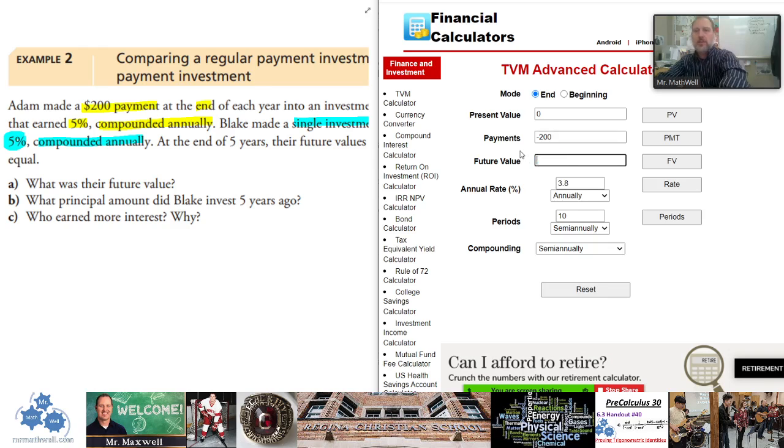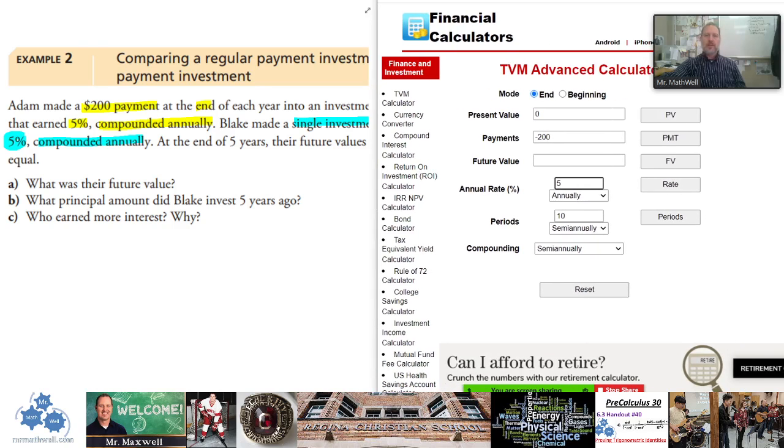Okay, we don't know what this is, so I'm just going to back that off here. His percent interest was 5, compounded annually. Perfect. The number of periods. Well, what are the number of periods in this question? Well, we said 5 years, right? And he paid at the end of each year. So periods for him are just going to be 5, and those are paid annually. The compounding period is also annually. So I'm going to change the compounding to annually there.